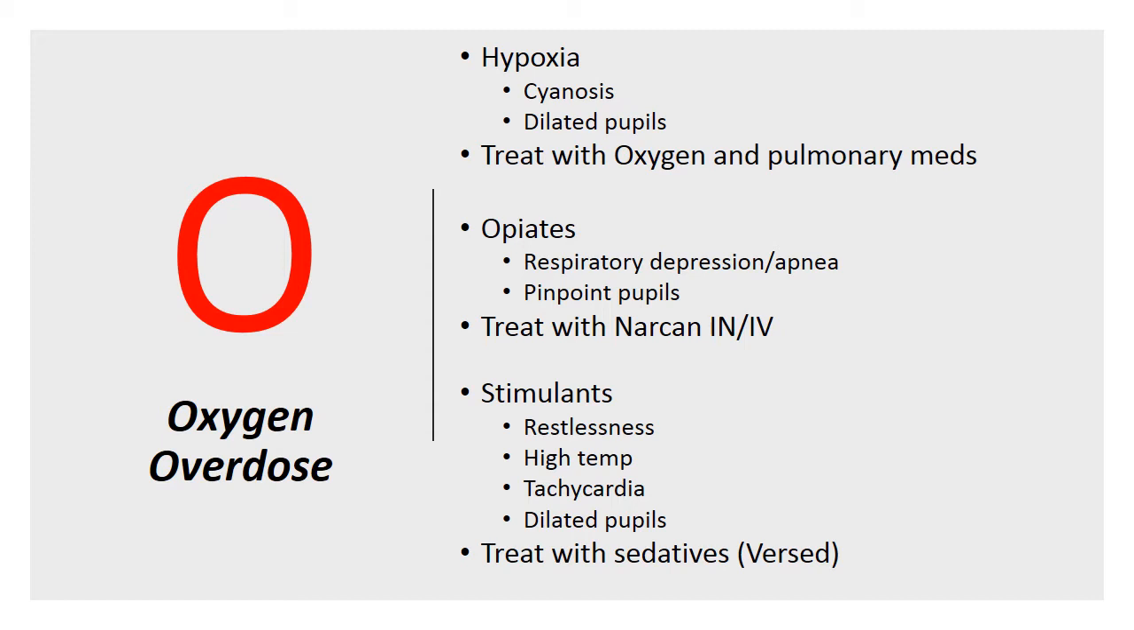So those, obviously, you're treating with Narcan, intranasally, intravenously, or if you have those intramuscular injectors that some places are using. With stimulants, it's going to be the complete opposite. They're restless. A lot of times they have high fevers and tachycardia, and they will also have dilated pupils. Stimulants such as Molly and ecstasy, and a lot of times these people are doing combinations of opiates and stimulants, what's known on the street as a speedball.